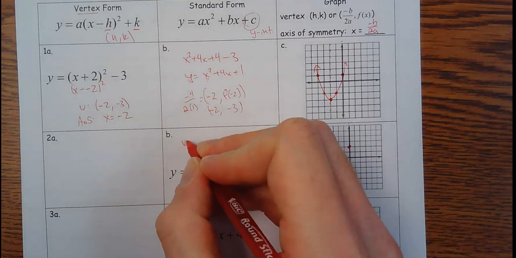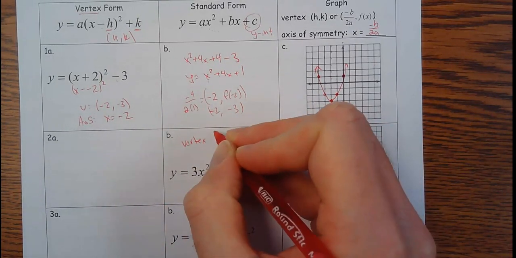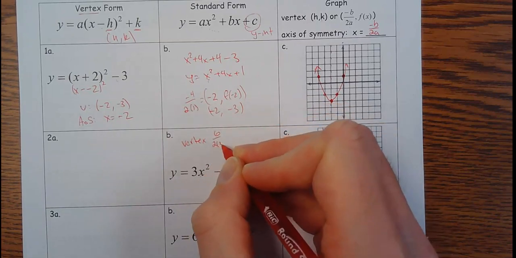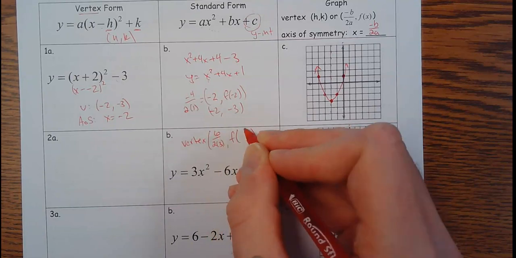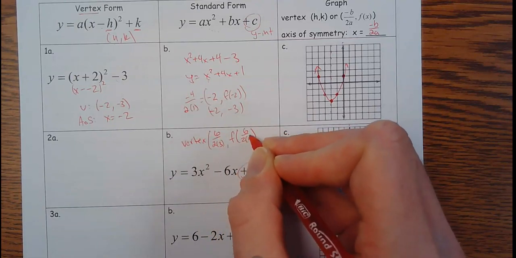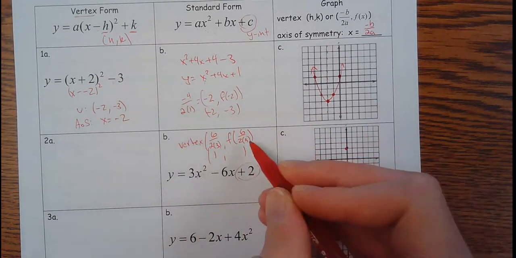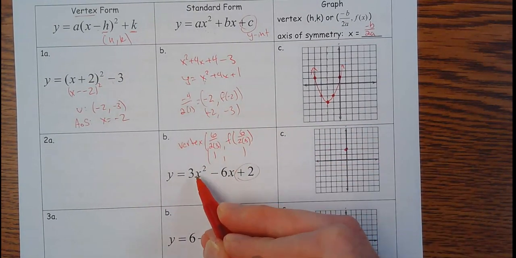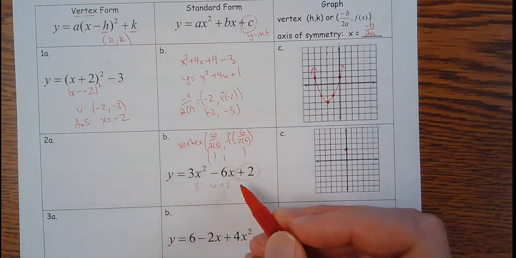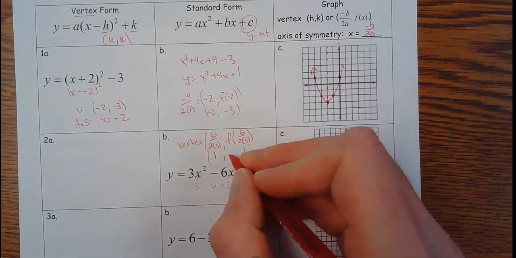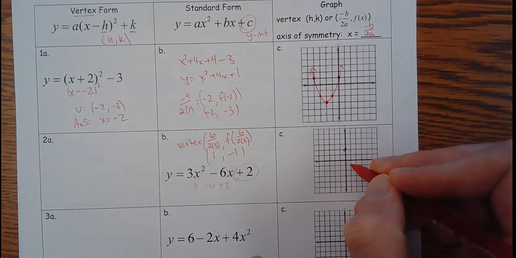Now, if I want to find the vertex, again, it's going to be negative b, so the opposite of negative 6, all over 2 times 3. And then it's going to be f of whatever this is, so 6 over 2 times 3. Now, that happens to be 1, so it's 1 comma, now plug 1 in: 1 squared is 1, that'd be 3 minus 6 plus 2, would that be negative 1? So the vertex is at 1, negative 1.